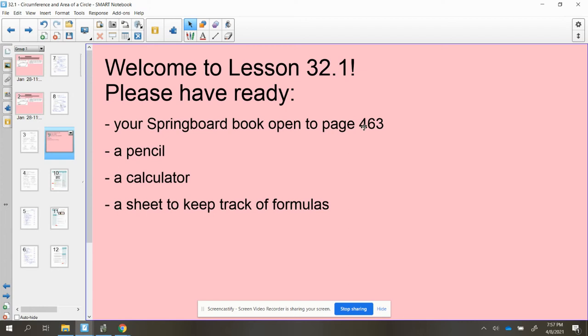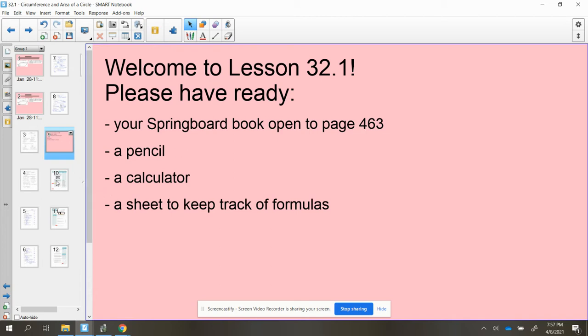Hi everyone, and welcome to activity 32. Today we are going to be talking about the circumference and area of a circle, and your notes will start on page 463 in your Springboard books, and you will want to have a pencil, a calculator, and a formula sheet to keep track of your formulas.